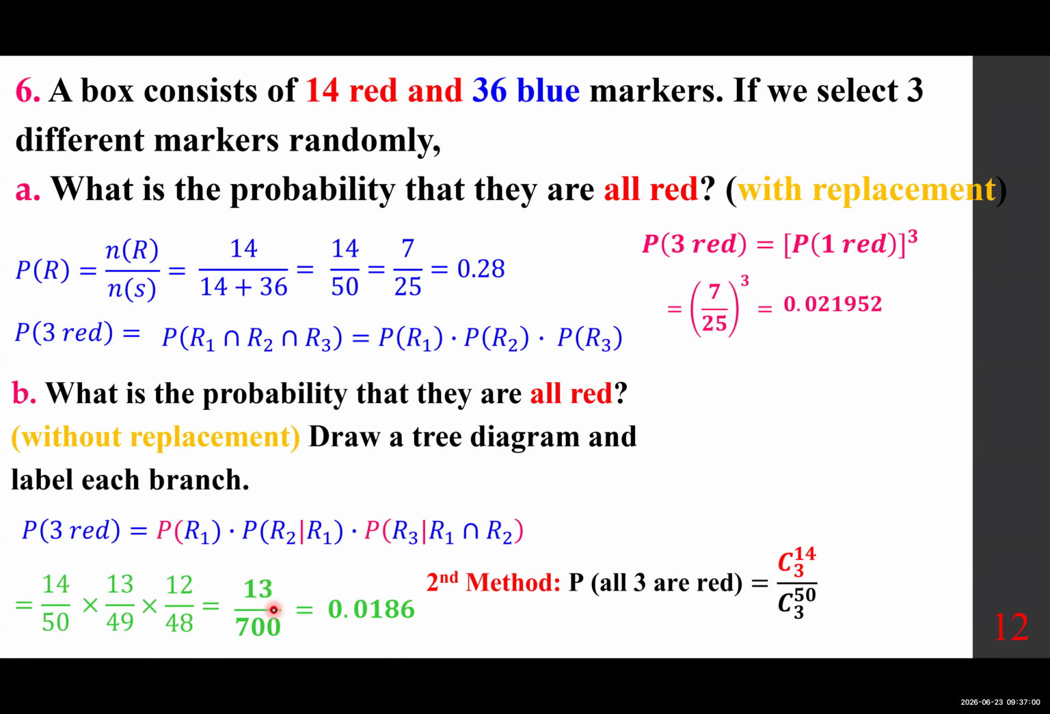Now, second method. Probability of all three are red is combination of 14 choose 3 over combination of 50 choose 3. Or a better methodology would be combination of 14 choose 3. That means choose from 14 reds, all 3, times combination of 36 blues, choose 0, over the denominator, which is the same. Why am I saying this is better? Because what if they say, okay, we want 2 reds, 1 blue, then this becomes 2, this becomes 1. If you go with the other one, you may not recognize this. So this is probably a better way of approaching it. Any combination can be taken care of.